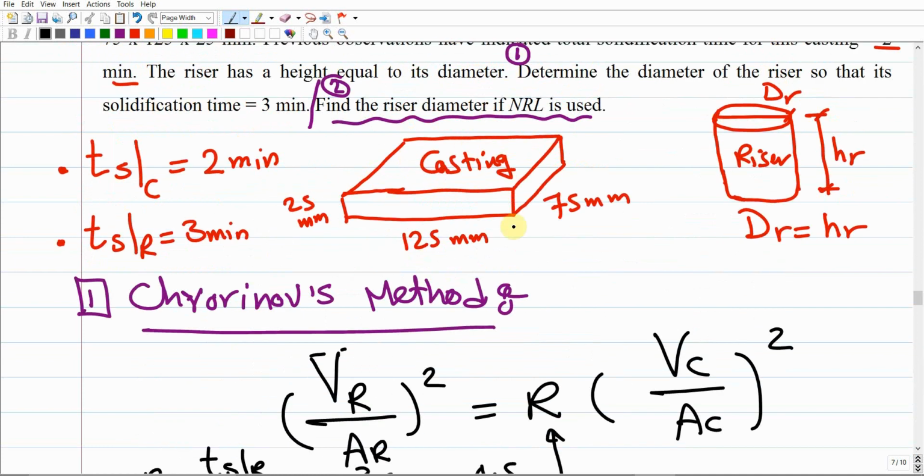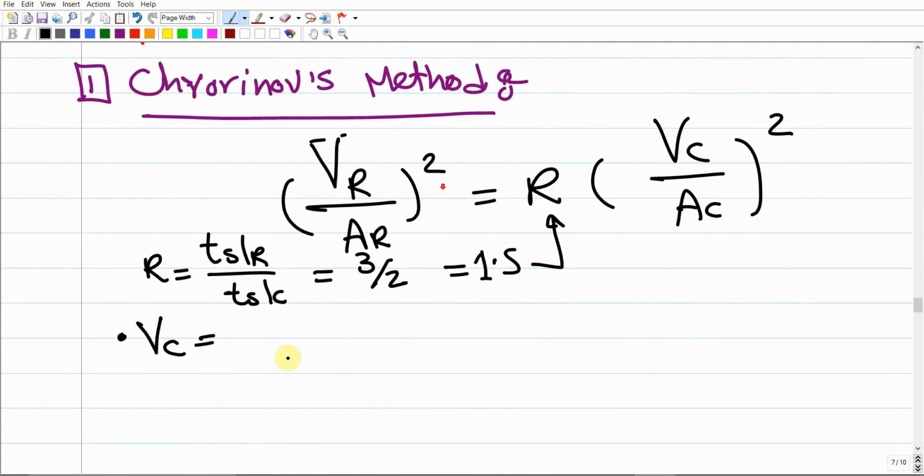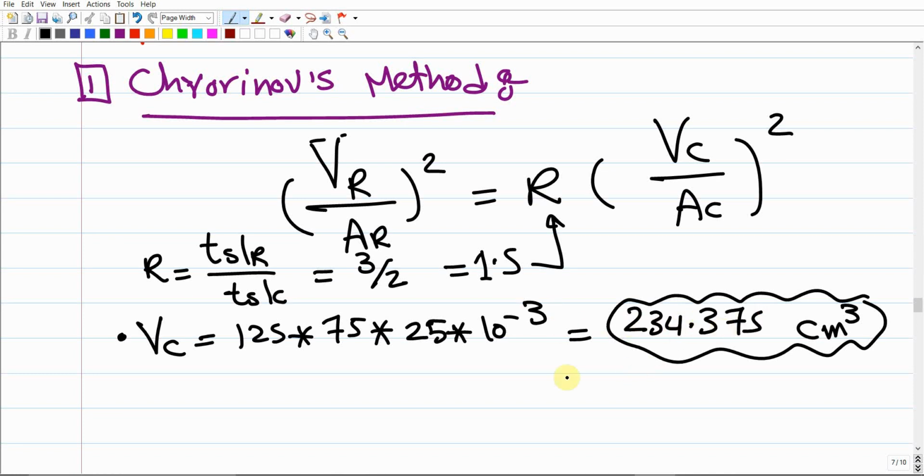The casting has a cuboid shape, so its volume is the multiplication of these 3 dimensions. So it's going to be 125 times 75 times 25, but you multiply it by 10^-3 to convert into centimeter cubed. This gives us something in terms of centimeter cubed. If we do the calculation, this gives us 234.375 centimeter cubed. How about the surface area of the casting?